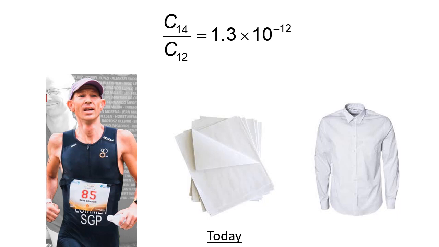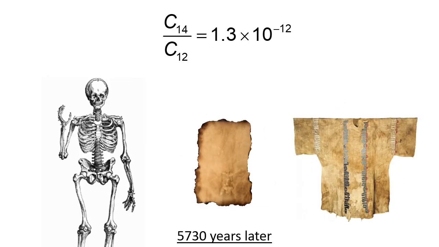So when we run around or turn trees into paper or cotton into clothes, the ratio of carbon-14 to carbon-12 in our bones and sheets of paper and shirts is also about 1.3 times 10 to the minus 12. However, dead animals, sheets of paper, and pieces of clothing no longer exchange carbon with the environment. The carbon-14 is no longer replenished, and after one half-life, or 5,730 years later, the ratio of carbon-14 to carbon-12 has dropped by a factor of 2.